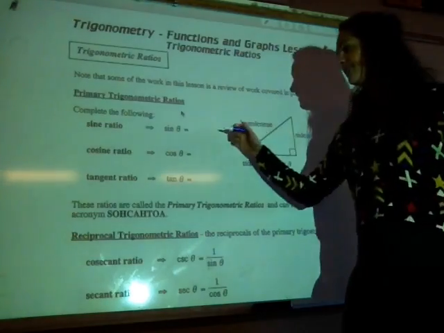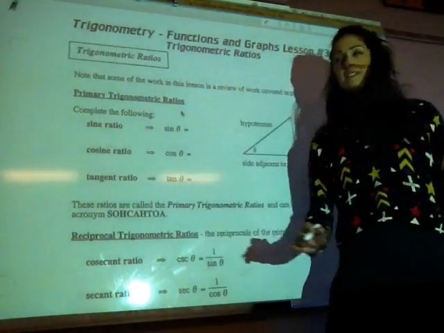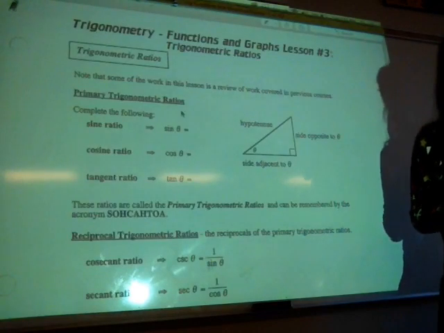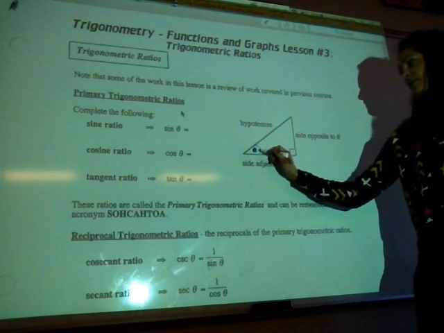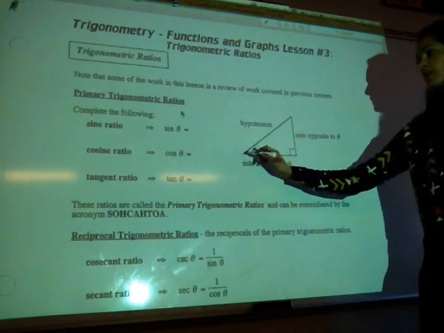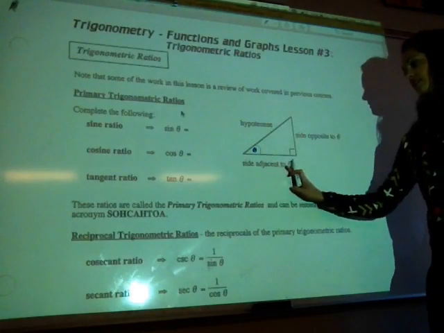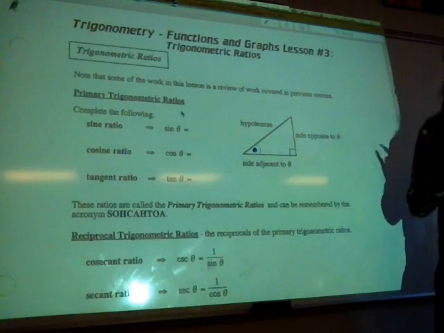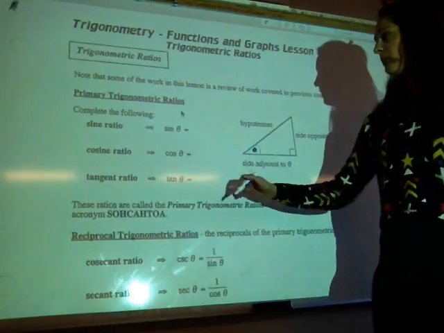So for sine, we're dealing with SOH. So what is the O and the H? Opposite. Good. So if we're looking at this reference angle, opposite is directly across. Hypotenuse will be your longest length, always opposite the 90. And adjacent is always between the reference angle and the 90. So you guys got it. So sine is opposite over hypotenuse.